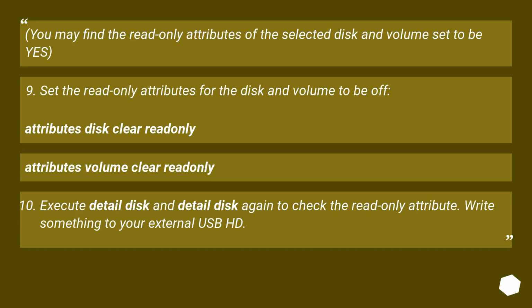You may find the read-only attributes of the selected disk and volume set to yes. Set the read-only attributes for the disk and volume to off: attributes disk clear readonly, attributes volume clear readonly. Execute detail disk and detail volume again to check the read-only attribute. Write something to your external USB HD.